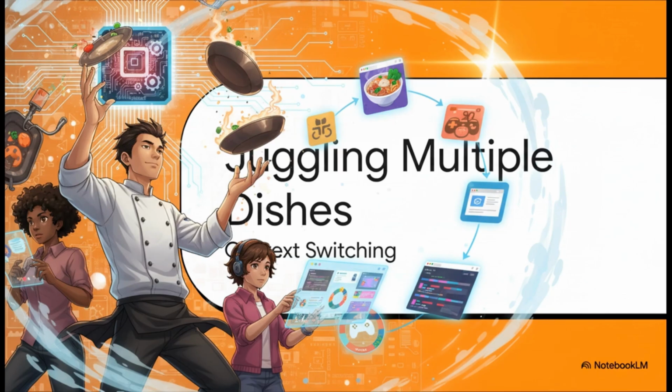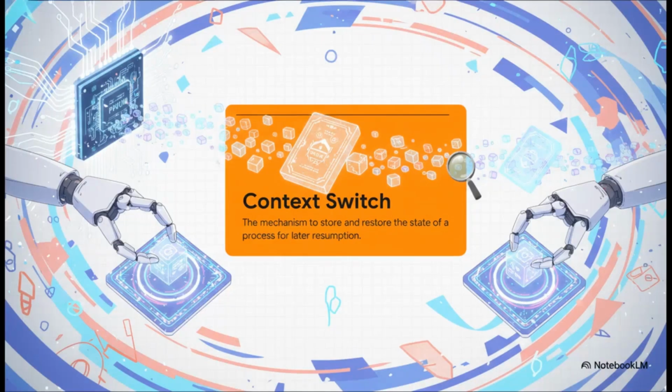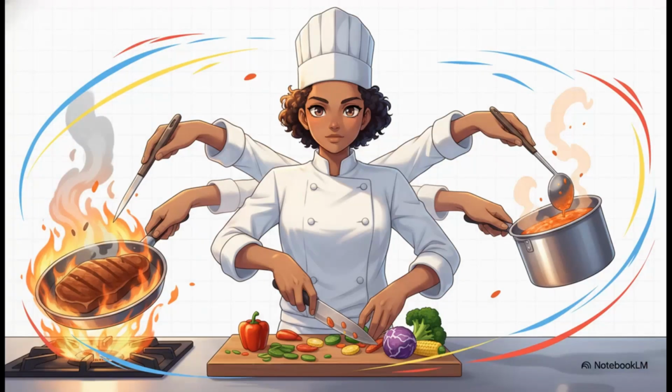How does one head chef or one CPU core do it all without losing their mind? The secret is something called context switching. The magic behind multitasking is the context switch, and it's exactly what it sounds like. It's the act of the CPU pausing one task, carefully saving its exact state, all that info from the order ticket, and then instantly loading up the state of a completely different task and getting to work on that one for a little bit. Let's go back to our head chef.